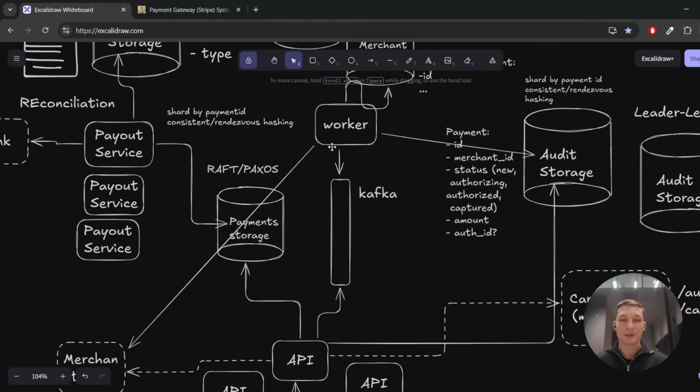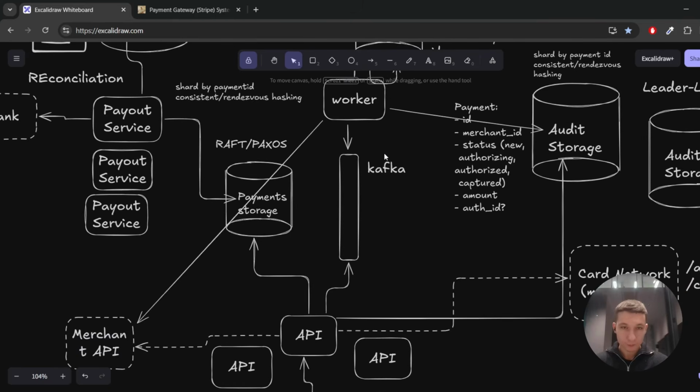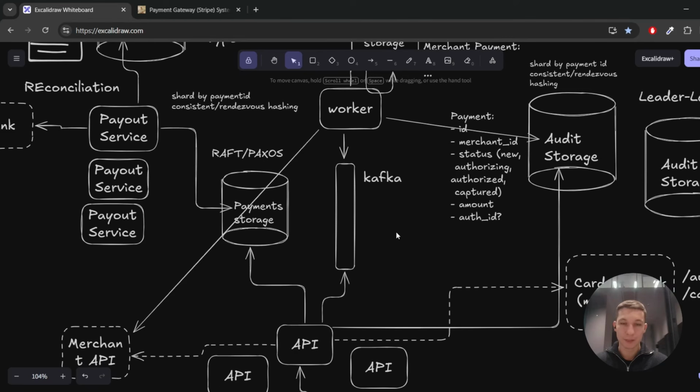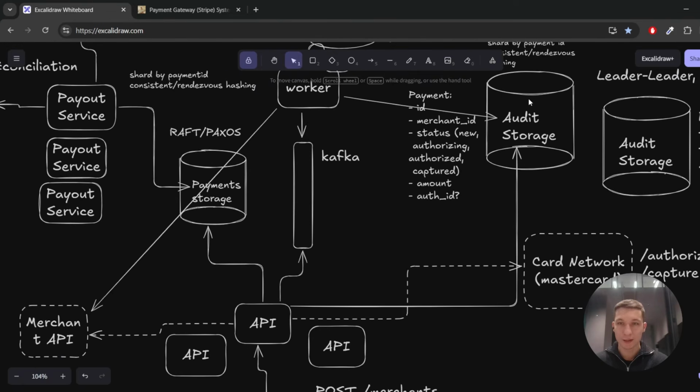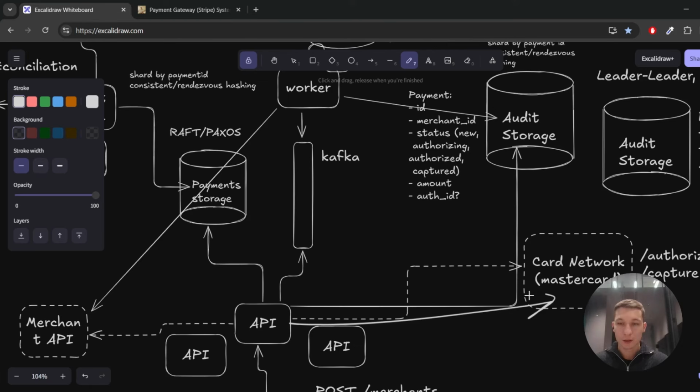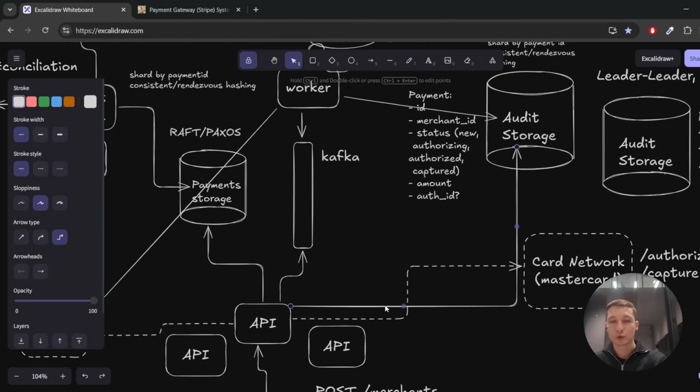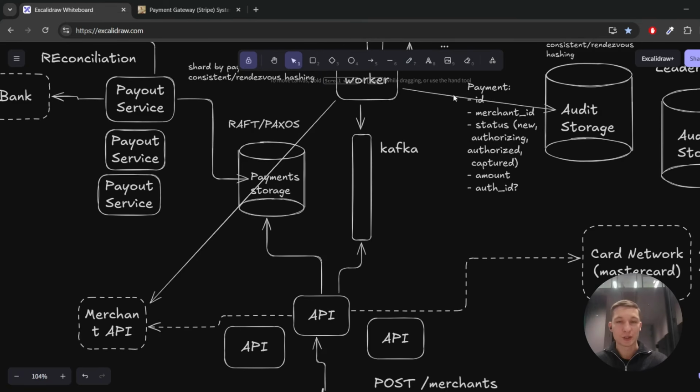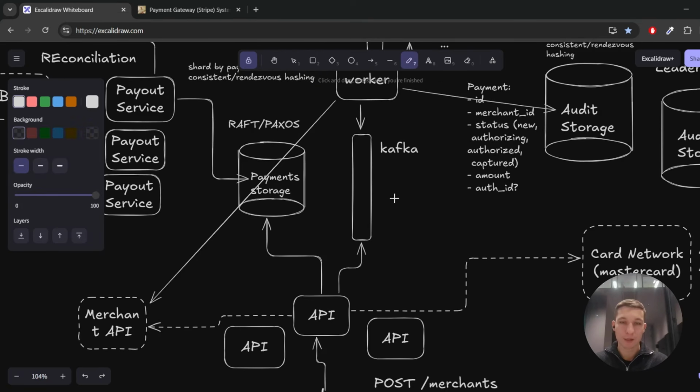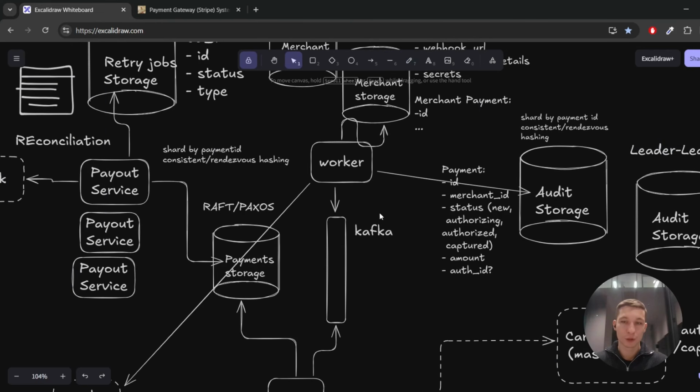So now, since this is very independent, we can do these side effects independently, and what we need to do is to send requests from the API to the card network, then update our main payment storage. Everything else is going to be carried through Kafka. So we just need to ensure we inserted the event here, and everything will be working just fine.